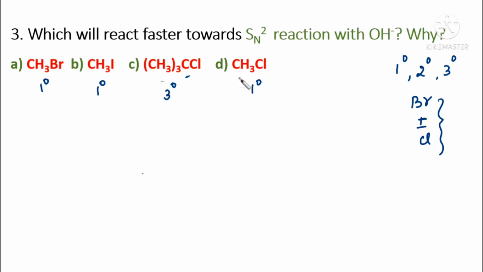So all the other groups are smaller than iodine. So iodine is the best leaving group. And one more thing: the bond dissociation energy of iodine is very low when compared to bromine and chlorine. So CH3I is the option. Okay, so the correct answer is CH3I. This is the compound which undergoes the SN2 reaction very fast when it is reacting with OH-.